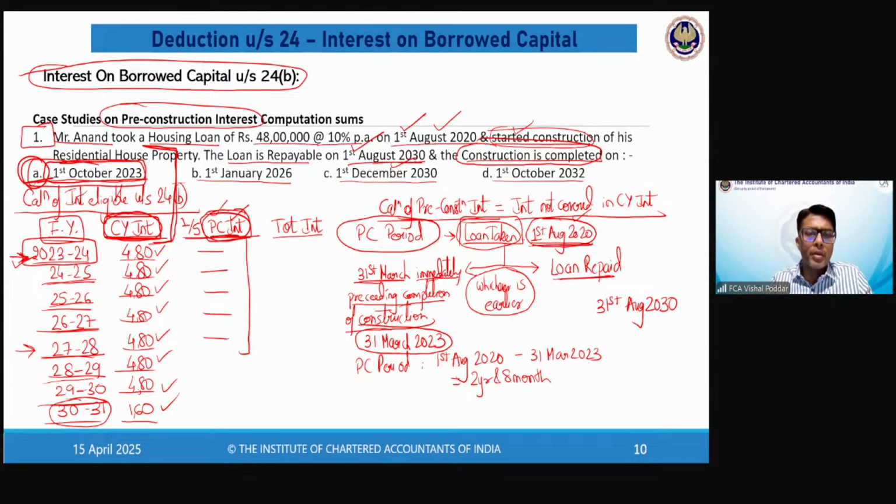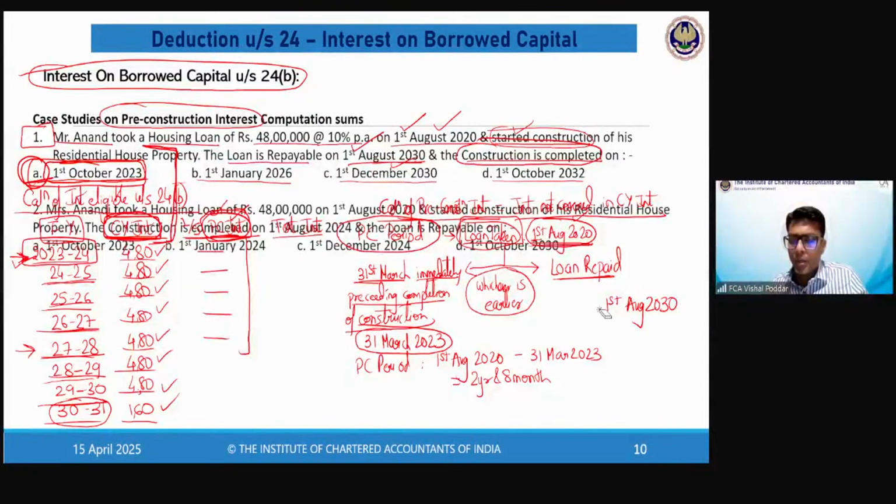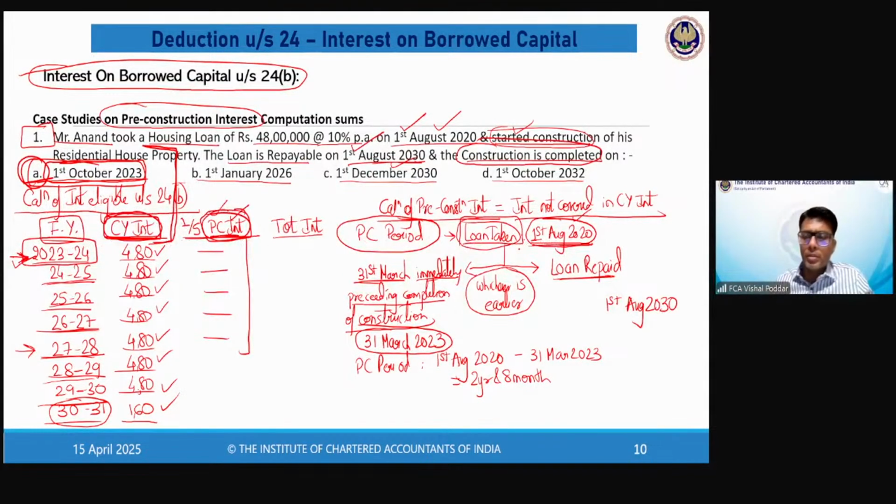Yes, Priya, loan is repaid on 1st August 2030. What do you want to ask? Okay, understood. Thank you, Priya, for highlighting. By mistake, I had written 31st here, it is 1st. Okay. Now, this is my pre-construction period, 2 years, 8 months.